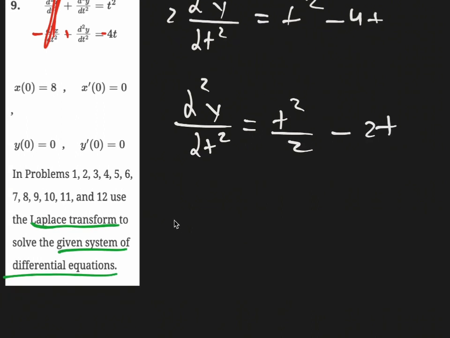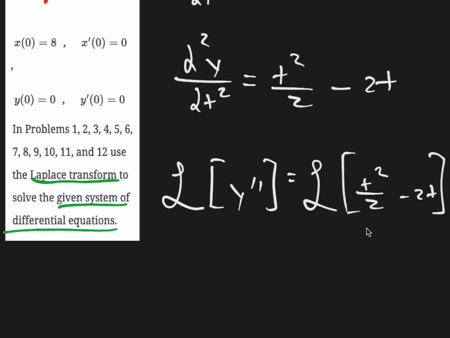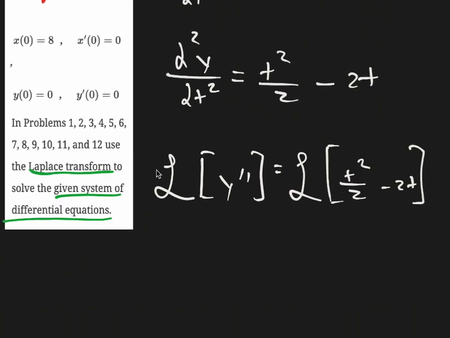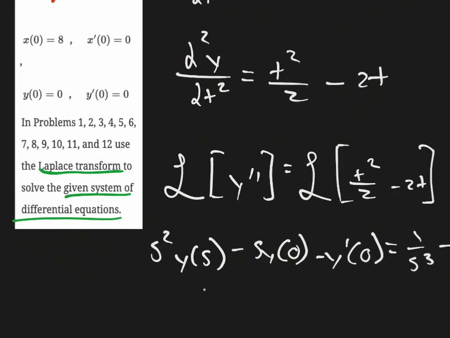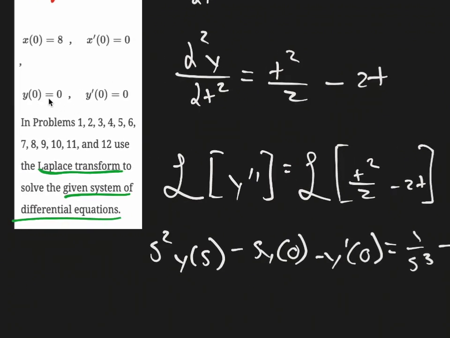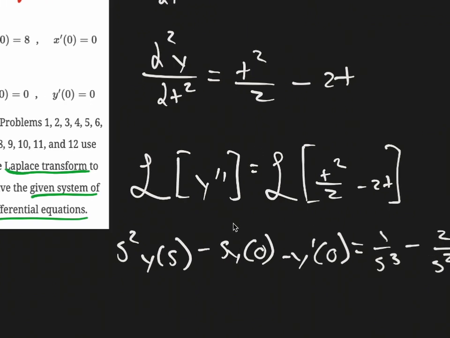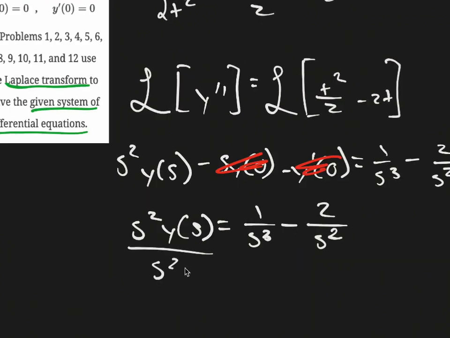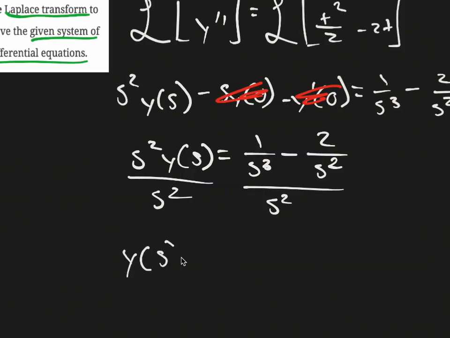So now we have to find the Laplace. And we already know the Laplace of that. The Laplace for y is just going to be the same thing we had for x, but with a y instead. So our initial values for y are both 0, so these will just cancel out. And then we're going to divide both sides by s squared. It's going to be Y of s equals just 1 over s to the 5th minus 2 over s to the 4.